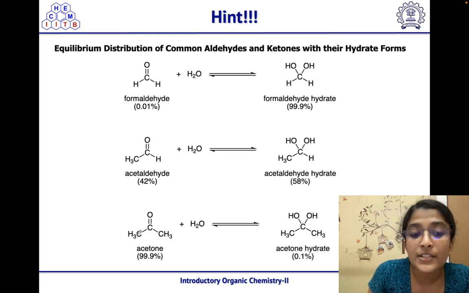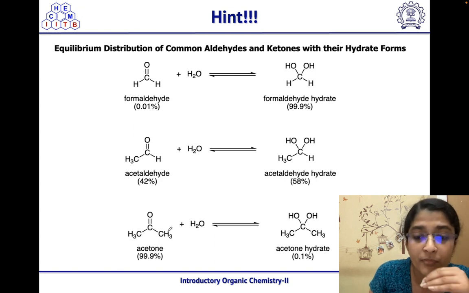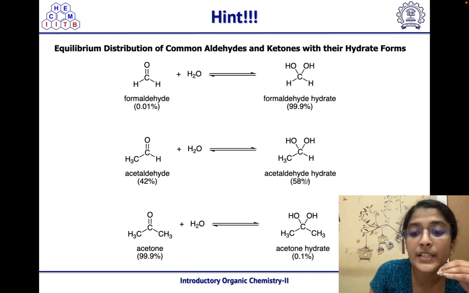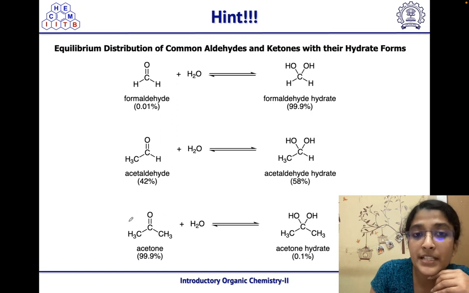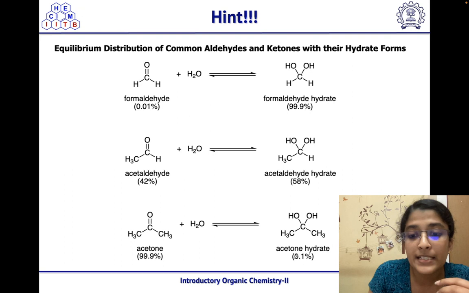And in the case of acetone, there are two methyl groups. So two electron donating effects will be coming into the picture, and the electrophilicity at the center will drastically decrease. So this will be less prone to react with water to form this hydrate. Because of that, acetone will be present majorly in the system, and acetone hydrate will be present in a very small amount.